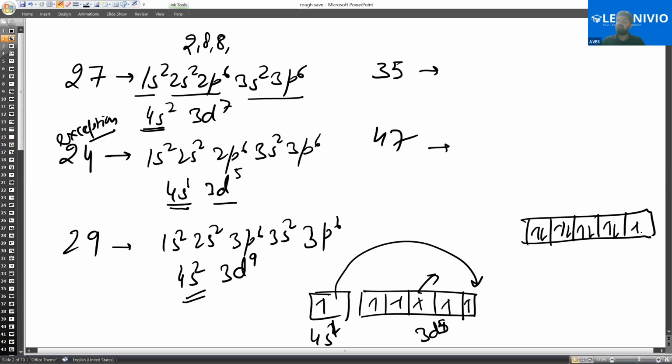Now it is still not full. If it gets one more electron, then it will get fully filled. Okay, then it will be more stable. So what happens here is that one electron will jump from here to here, and then it will become fully filled. It will be 4s1 and then 3d10. Oh, okay, sir. 3d10. This is also an exception.